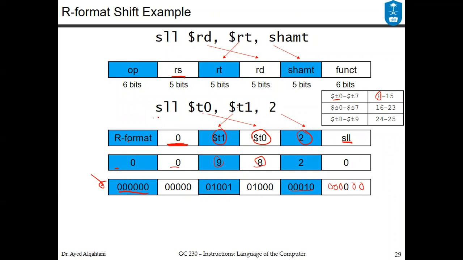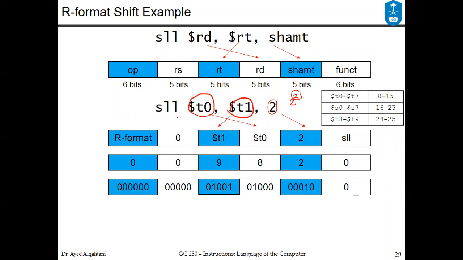Now, what happens in this instruction is, since you are shifting to the left by 2, this means that we take this value and we multiply it by 2 to the power of 2, which is 4. This 2 is this one. So you multiply T1 by 4 to get T0.